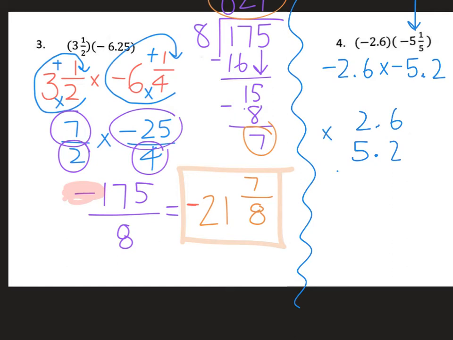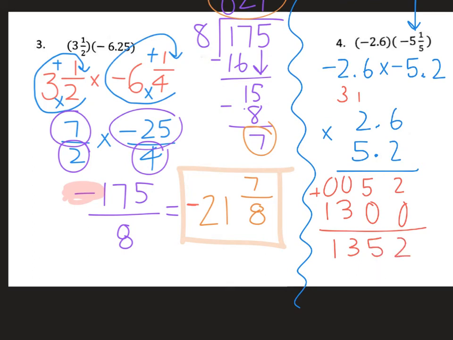Well, 2 times 6 is 12. So I'll put a 2, carry a 1. 2 times 2 is 4, plus 1 is 5. Put my 0. 5 times 6 is 30. Put a 0, carry a 3. 5 times 2 is 10, plus 3 is 13. Add our products.